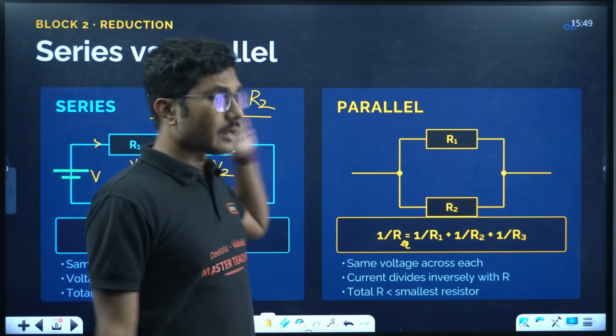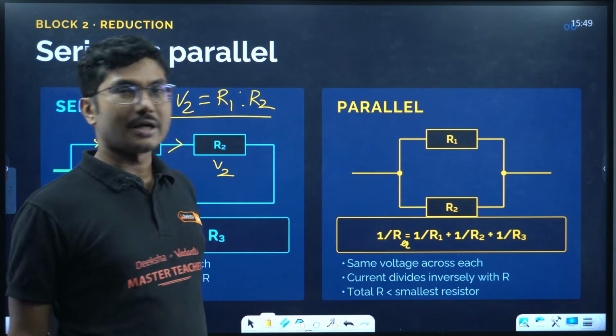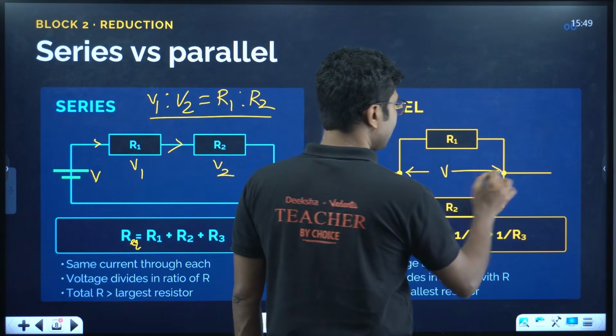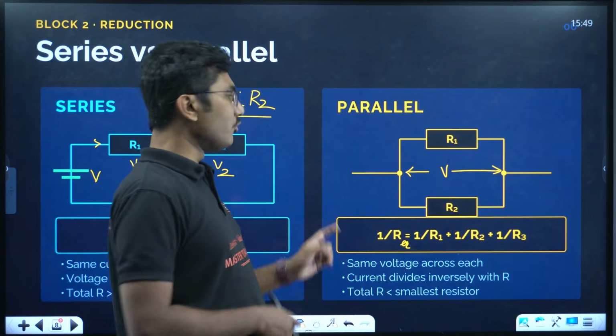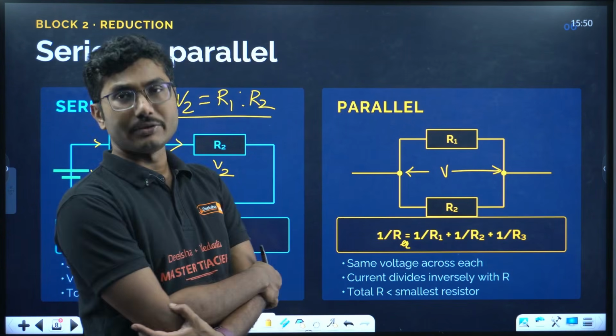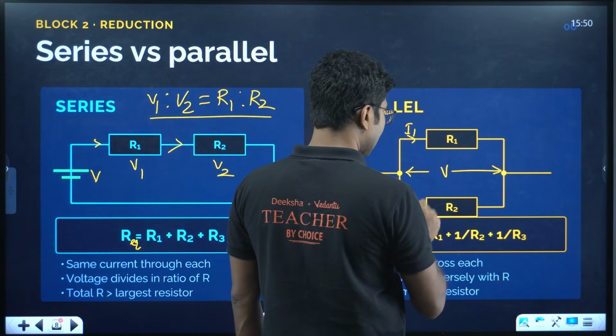In the case of a parallel combination, remember that the voltage across each of the resistors is the same. So if you connect them in parallel, the voltage across each resistor will be the same. Current divides inversely with R. So suppose this one has a current I1, this one has a current I2.